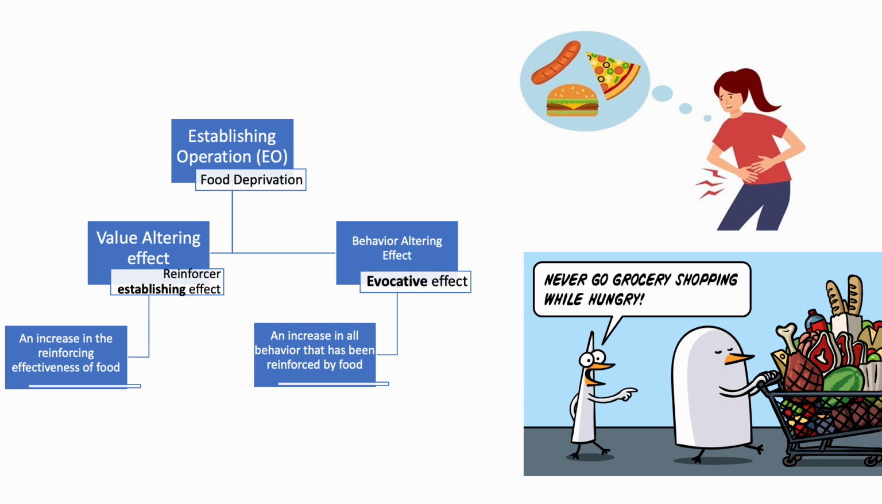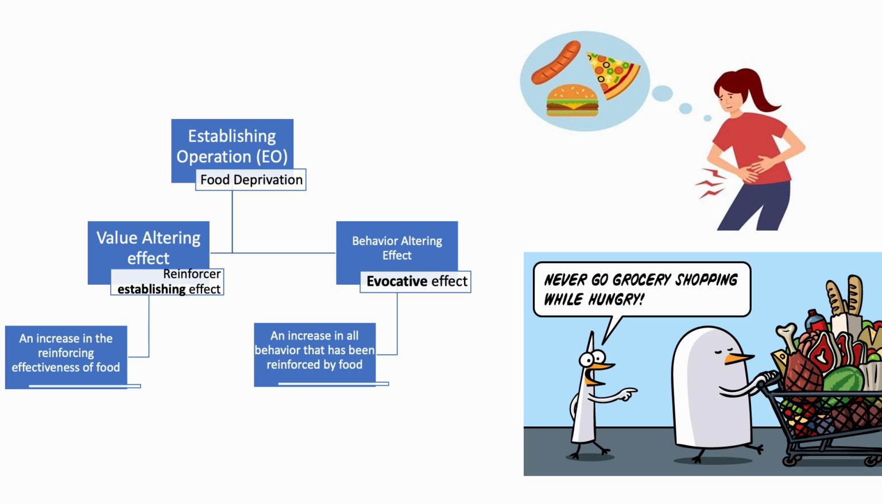Then we have the behavior altering effect, which means that because you are deprived of food, it is going to evoke behavior, or we are going to engage in behavior in order to gain access to that particular reinforcer, which is food, okay? So the behavior altering effect in this particular case is that we see an increase in all behavior that has been reinforced by food. So I'll break this down for you guys even further.